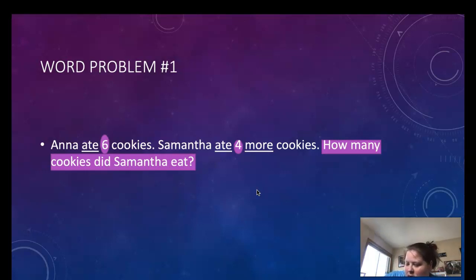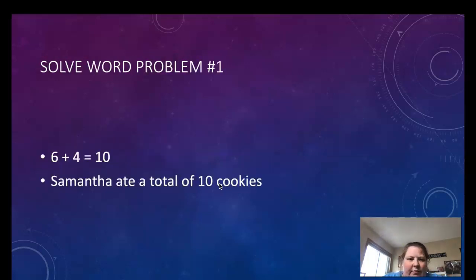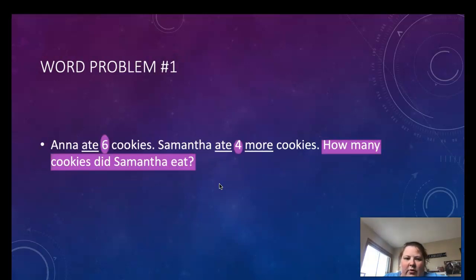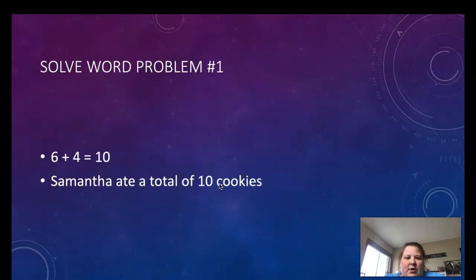And then we're going to eliminate unnecessary information. Well, in this one there really isn't unnecessary information. And then the last one is we're going to solve and check. So if we look at this, it's an addition one because Samantha ate 4 more than Anna. So what we'll do is we'll start with 6. I'm going to add 4 more to that to get a total of 10. So that means Samantha ate a total of 10 cookies.